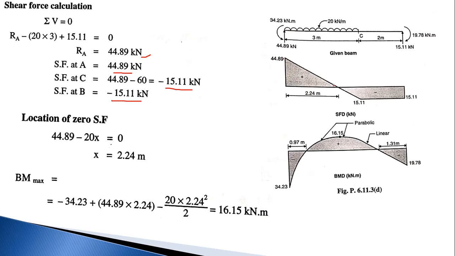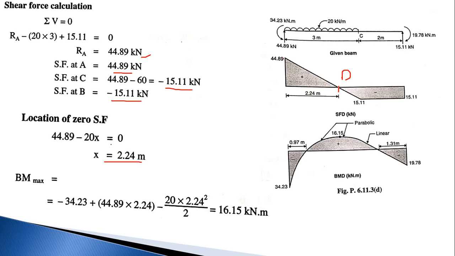So the shear force diagram cuts the baseline. Suppose this is the point D. So this is the zero shear force point. I want to calculate this distance. How to calculate the distance? The shear force at A is 44.89 minus 20 into X. So X becomes 2.24 from point A. This is the distance. Where the shear force is 0, the bending moment is maximum.